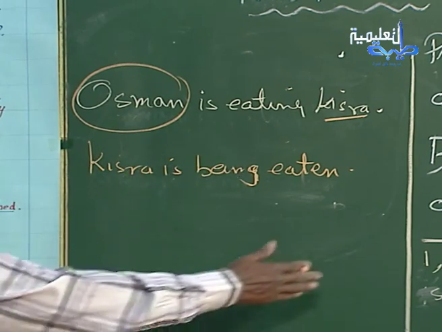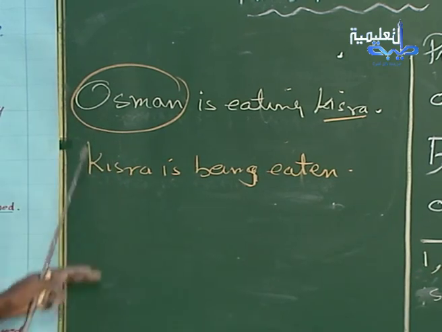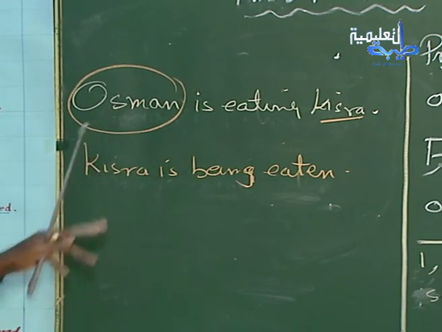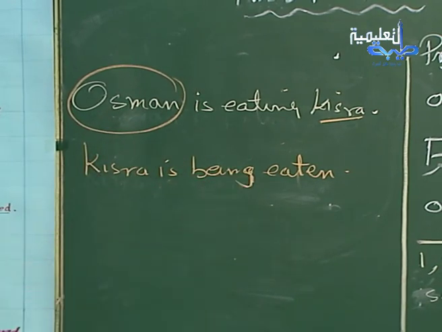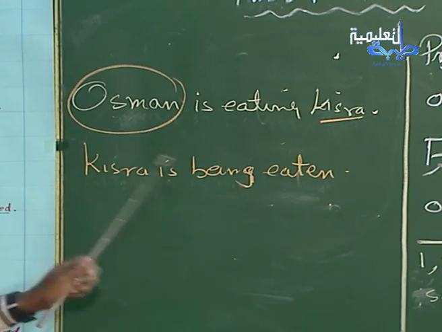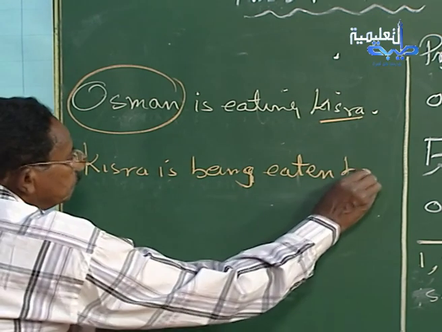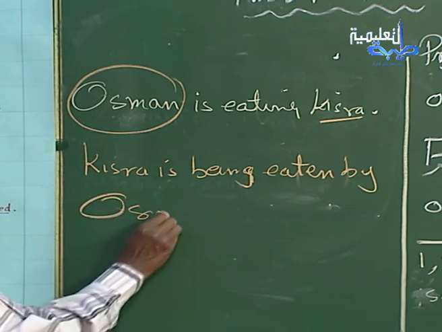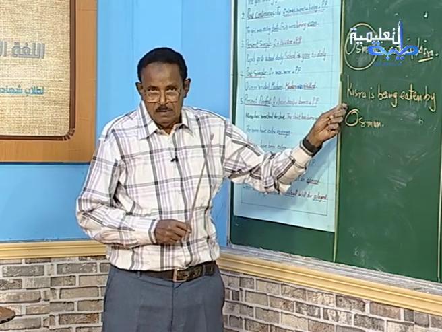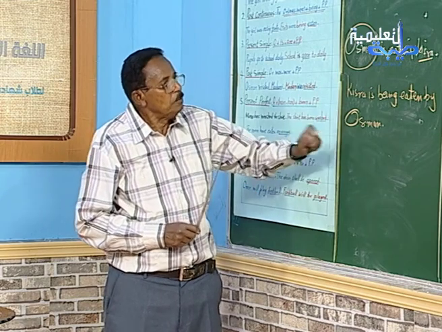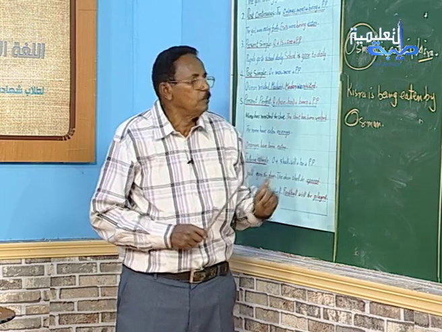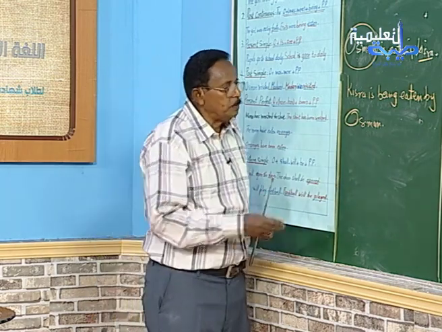We do not put the subject. There is no subject in the passive voice. We say, kisra is being eaten. If I want to mention who does the action or who did the action, I am going to say by Usman, by Ali.